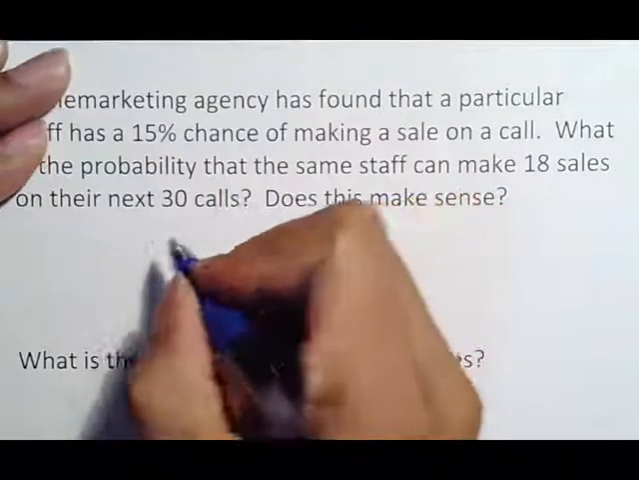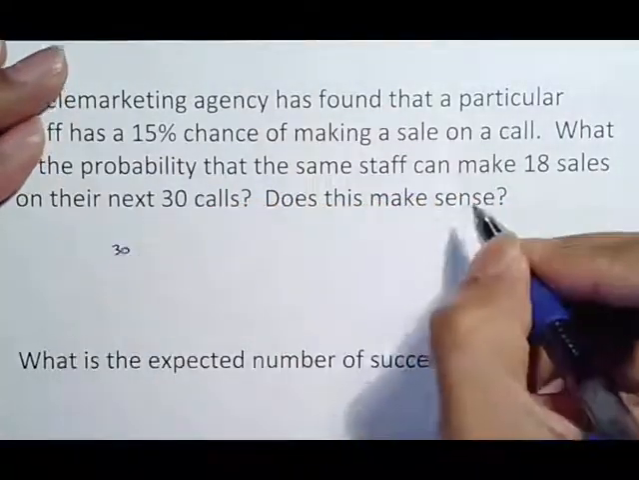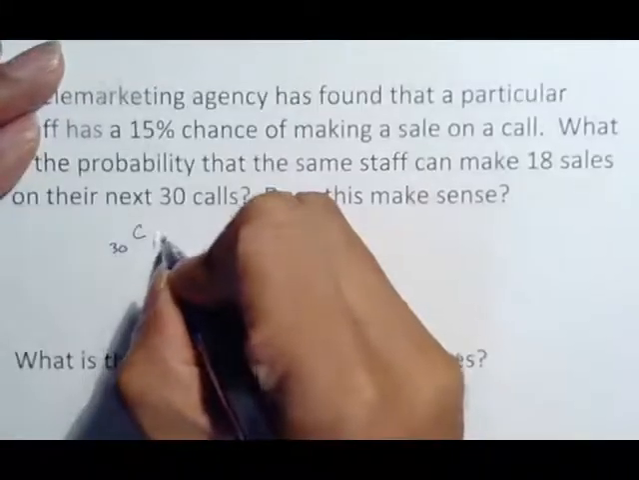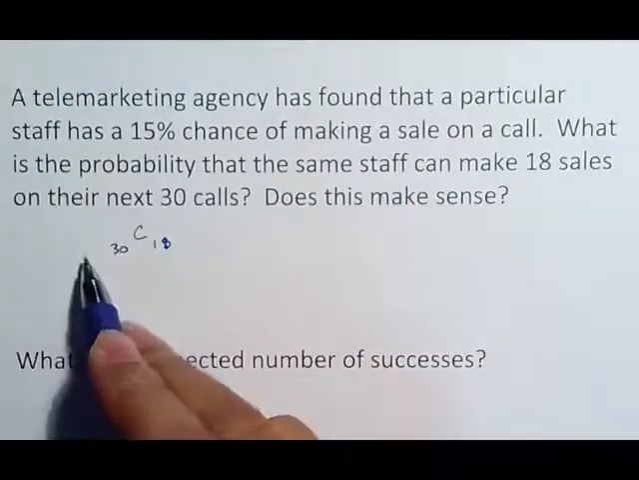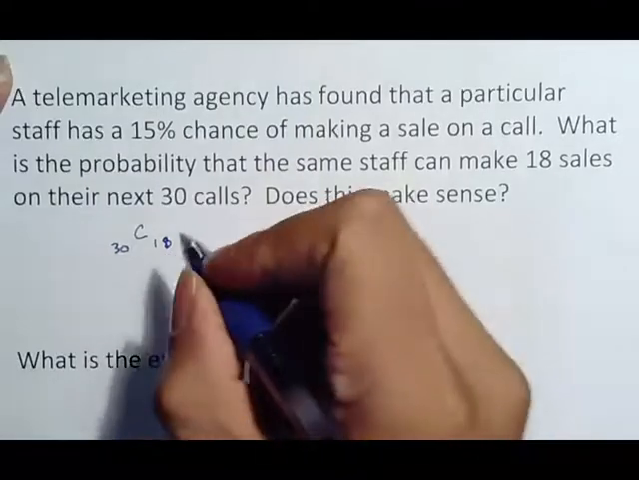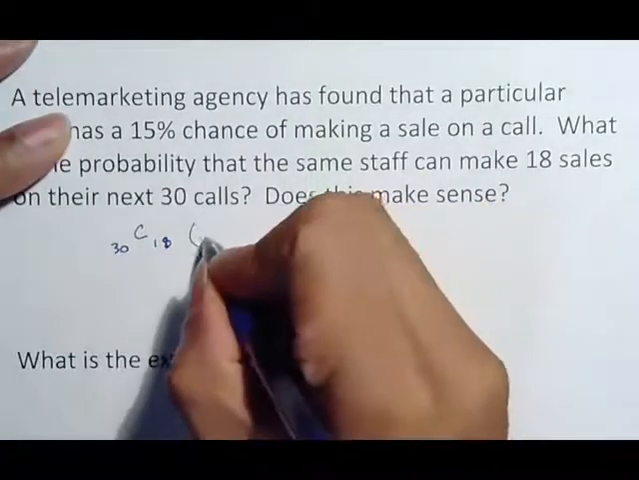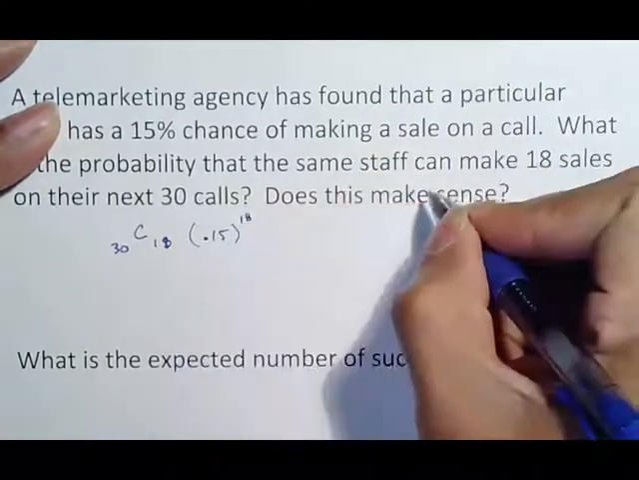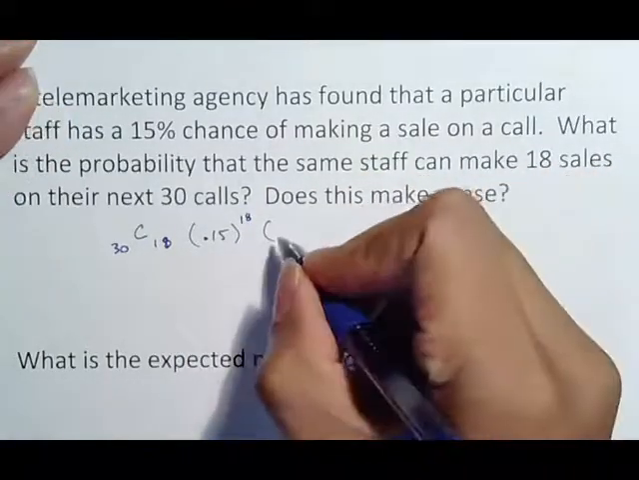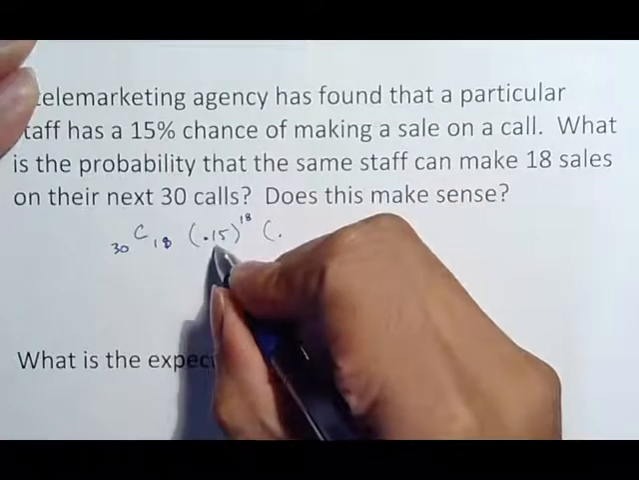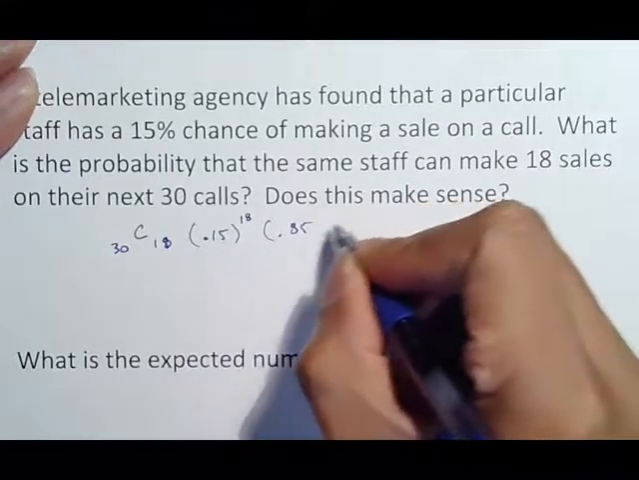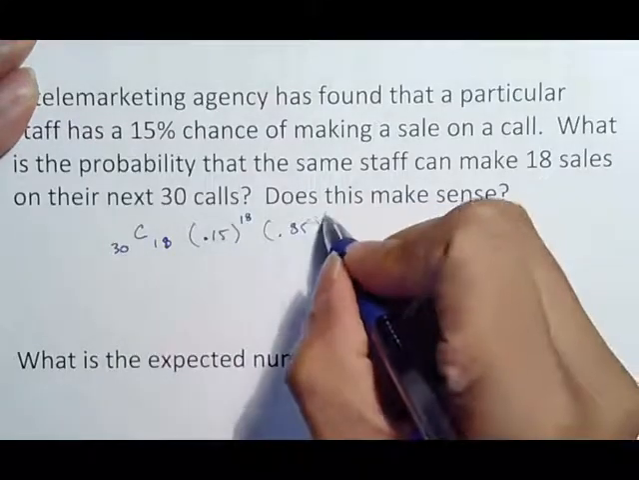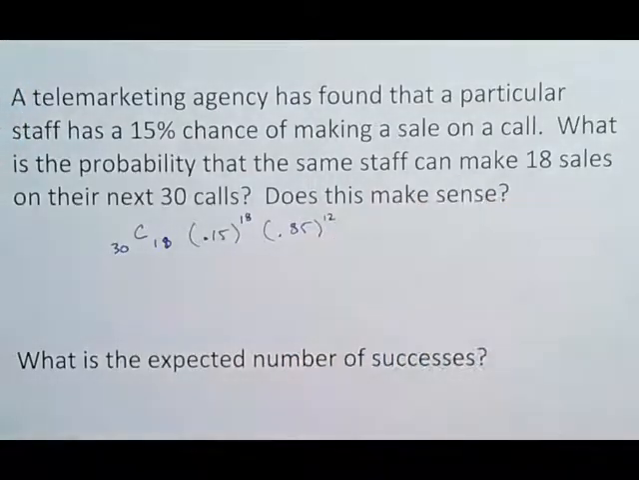First off, we want the nCr. So we have 30 tries, and we want 18 of them to be good. Again, 30 calls, I want 18 to work. I'm going to multiply that by the chance of success, which is 15%, to the number of successes, which is 18. And I'm going to multiply that by the chance of failure, which, if 15% chance of success, there's an 85% chance of failure. If there are 18 successes out of 30, then there have to be 12 failures out of 30, and that is my number.